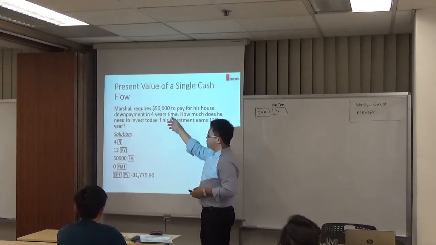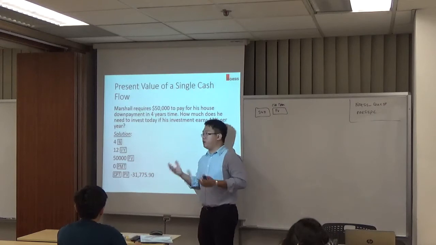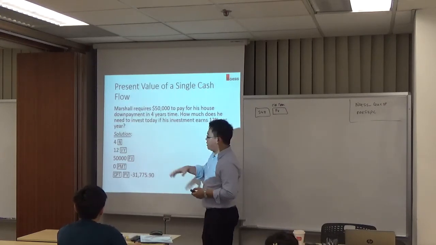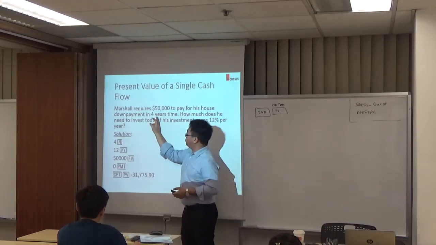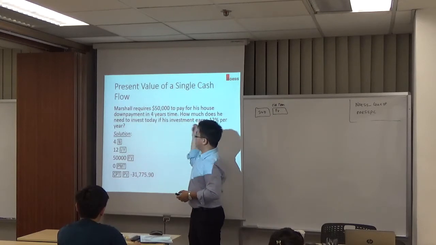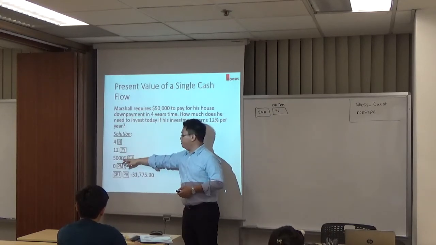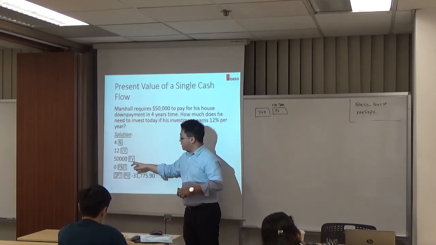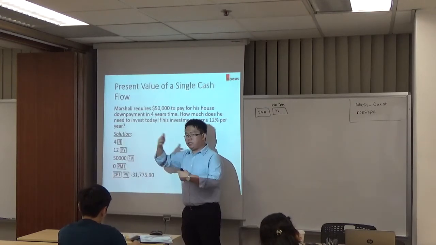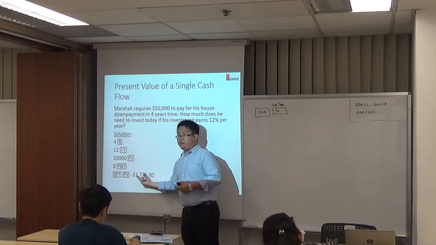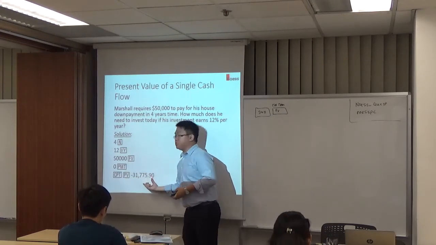So now the question is changing. They are not looking for FV anymore. They are looking for PV. Again, we'll go through the same thing. You have 4 years, so I put 4 as N. 12% as your interest rate, IY. 50,000 is your future value, not PV. Be careful. Then again, there are no annuities there, so you put PMT at 0, and then you compute your PV. Okay, so this is your answer.